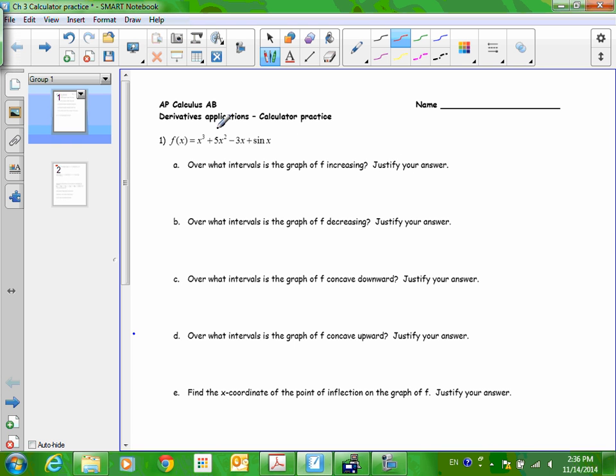So first off, with this f of x, okay, we're given an f of x. How do you know where f is increasing? When what changes positive? The derivative. So what do we need to do first? Take the derivative. We need to find the derivative.